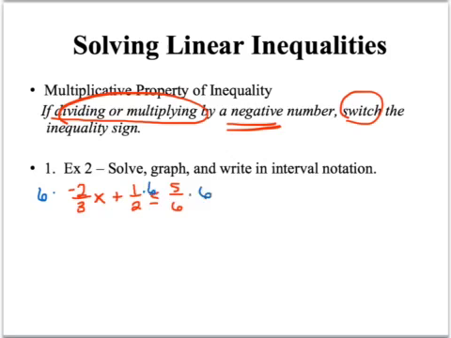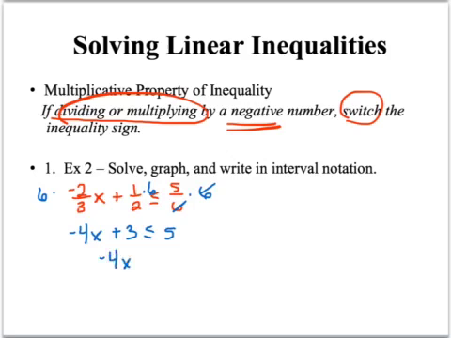So now I'm doing that. 6 times negative 2 is negative 12, divided by 3, I have negative 4x. 1/2 times 6 is 3, less than or equal to, and whenever I multiply by 6 but I'm dividing by 6 in the same step, well, those undo each other. You're left with 1 times 5, which is just 5. This looks like a much easier inequality to now solve. So we go ahead and do that.